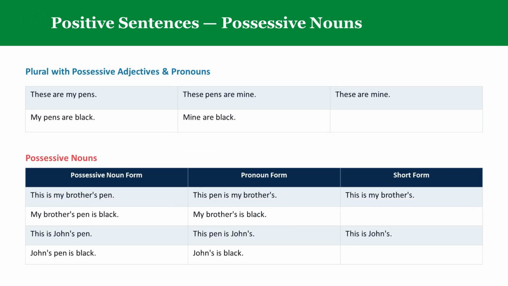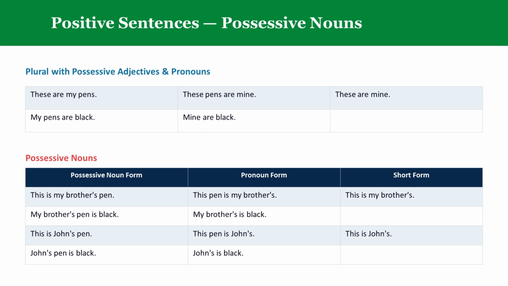Let us continue with more positive sentence examples. First, let us look at plurals. When talking about more than one item, we say, these are my pens. Using the possessive pronoun, these pens are mine, or these are mine. We can also say, my pens are black, which becomes mine are black as a pronoun. Notice we use are instead of is, because pens is plural.